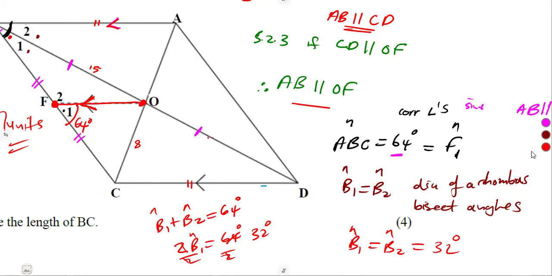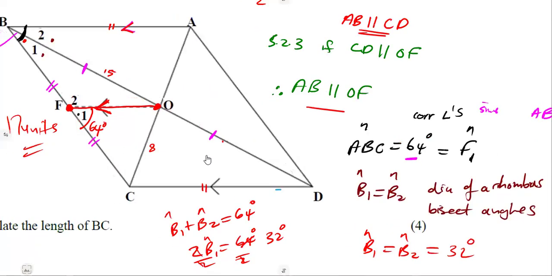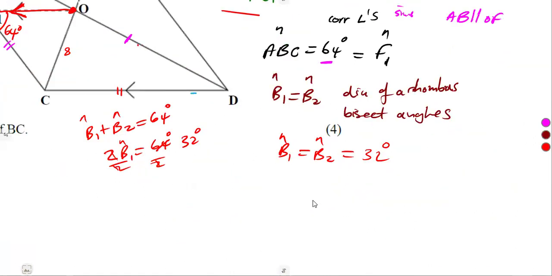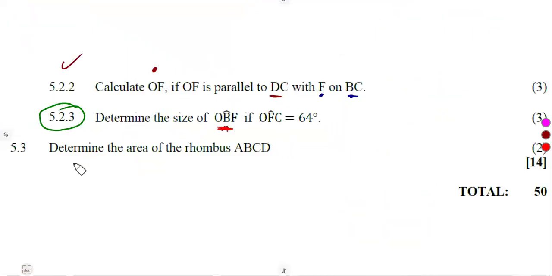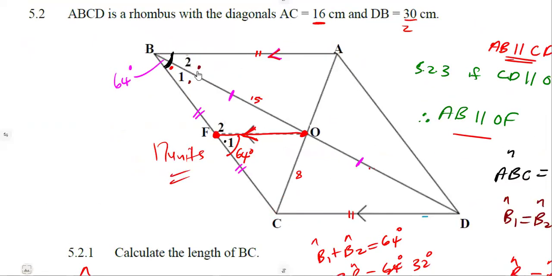Angle B1 is the angle that we need, which is the angle represented as OBF. Our angle OBF is our angle B1. So that's our angle OBF. Just like that. So you must know your theorems, guys. Know your theorems. Work with theorems. The area of the rhombus ABCD, the whole of this rhombus that we see, all right?